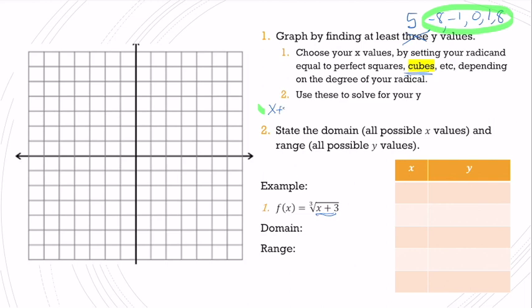So I'm going to take x plus 3 equals -8, x plus 3 equals -1, x plus 3 equals 0, x plus 3 equals 1, and x plus 3 equals 8. And I solve these. I subtract 3 from both sides. I get x equals -11, x equals -4, x equals -3, x equals -2, and x equals +5.